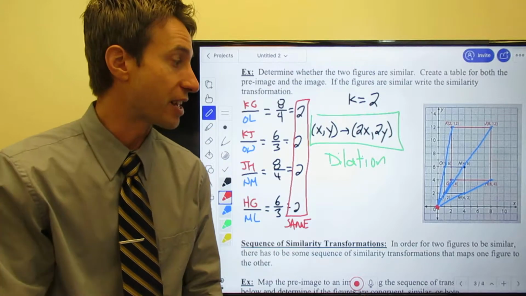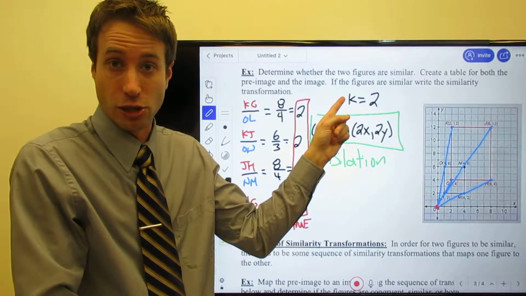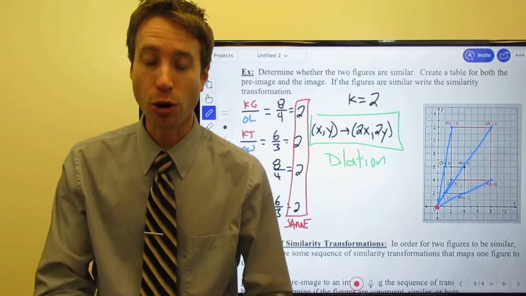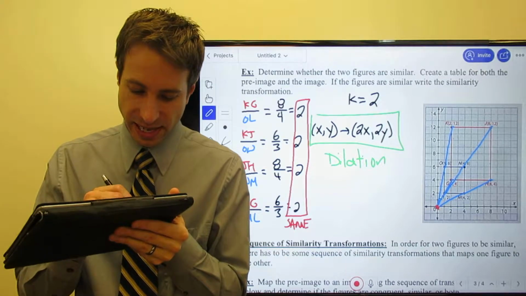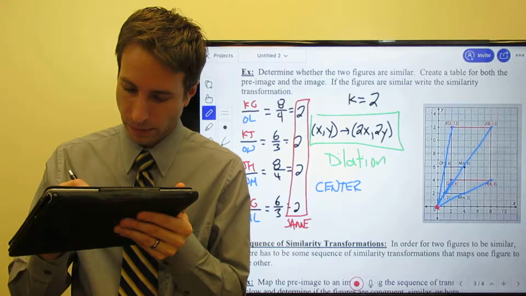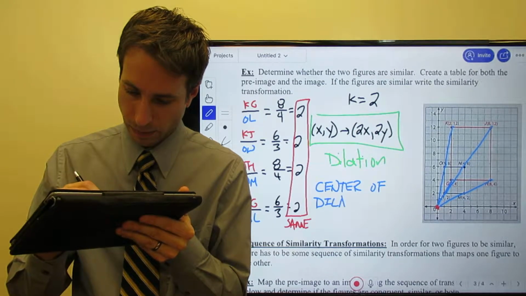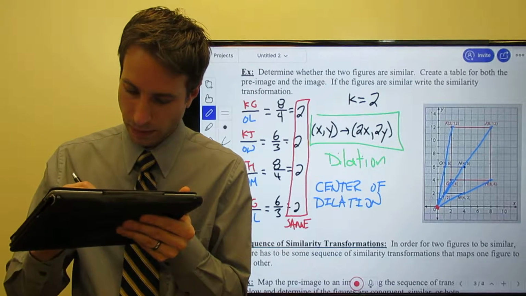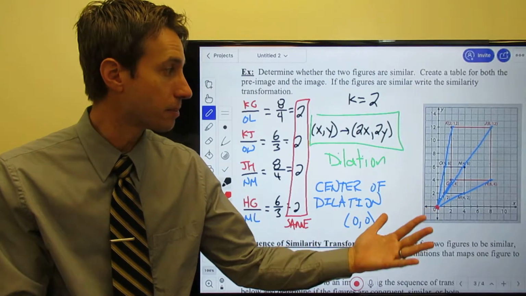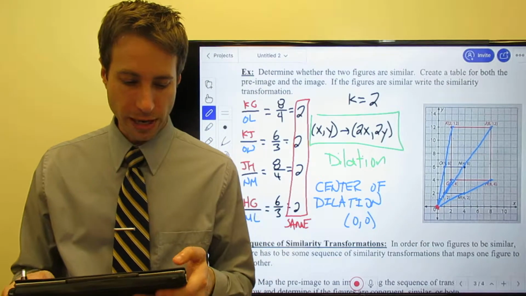So it turns out that you can not only let me know the scale factor is 2 and write a similarity transformation, you can also tell me that the center of dilation is 0, 0. It's the origin, right? Those lines all come together at the origin, the center of dilation. All right, I got another one for you here. Let's try this one.